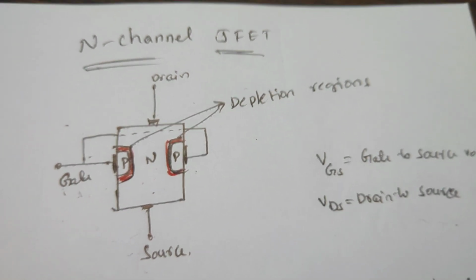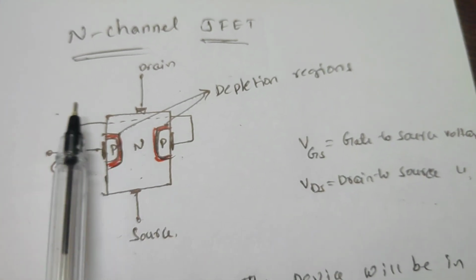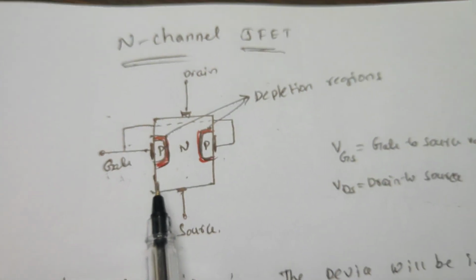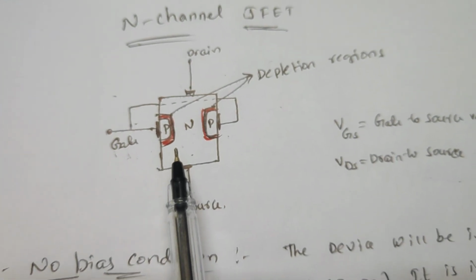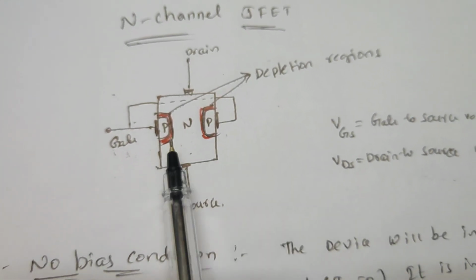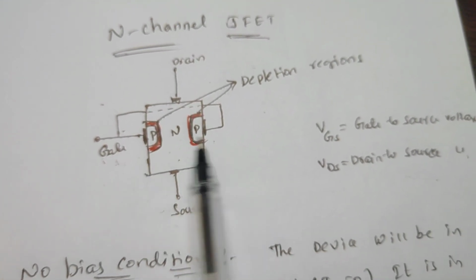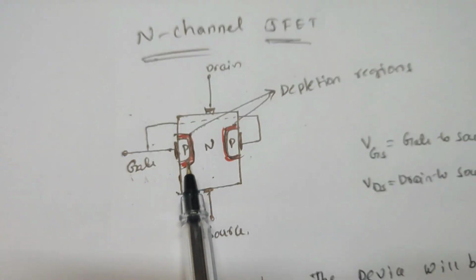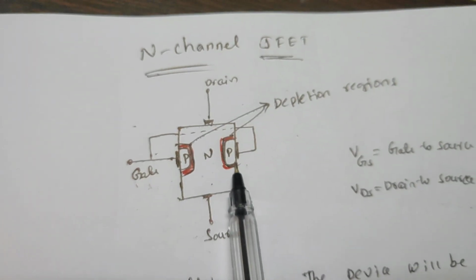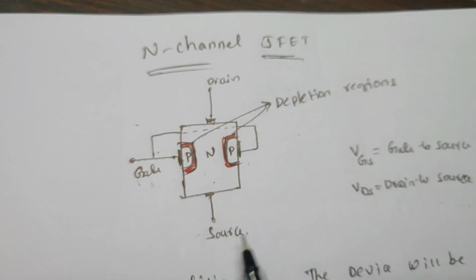Now I am going to explain a basic operation of an N-channel JFET. Here I am considering one N-type silicon semiconductor bar, and I am injecting two P-type materials across a gate terminal, so it is going to form two PN junctions, and the ohmic contacts are drain and source.